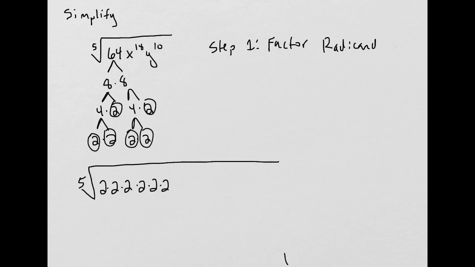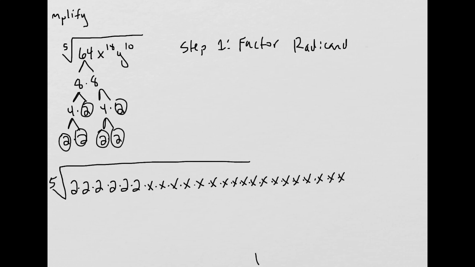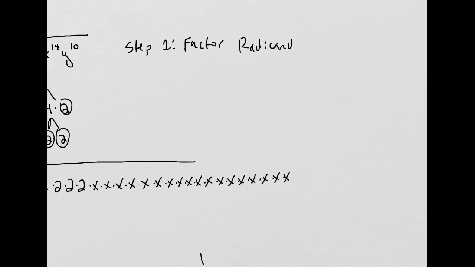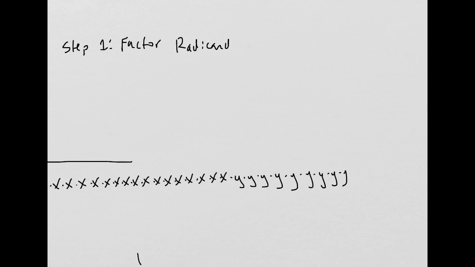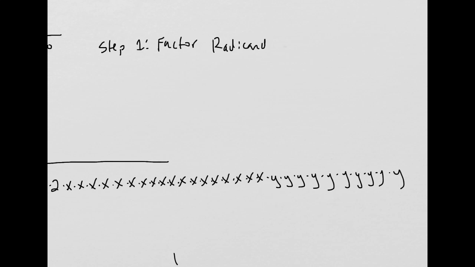Okay, then I've got x to the 18th. So I'm going to write all of those x's out. So x times x times x times x. And then I'm also going to write out all those y factors as well. So I've got 10 factors of y. Okay.